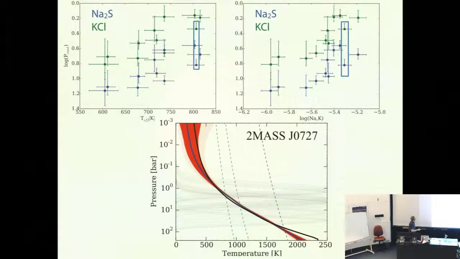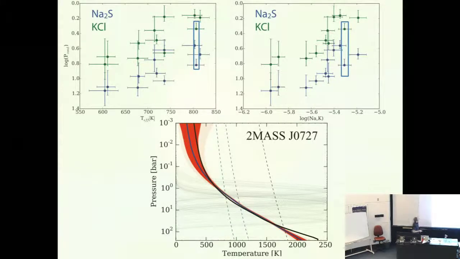If you plot equilibrium condensation curves, so where the temperature intersects these dashed lines, clouds should form. Even though I said that we don't have strong evidence for clouds, that doesn't mean a cloud isn't forming. It's just optically thin. So these guys right here are where clouds form.